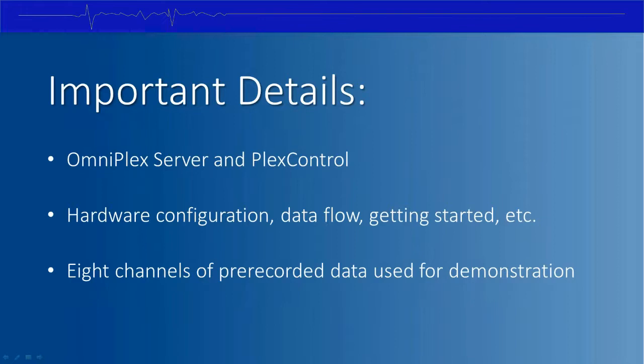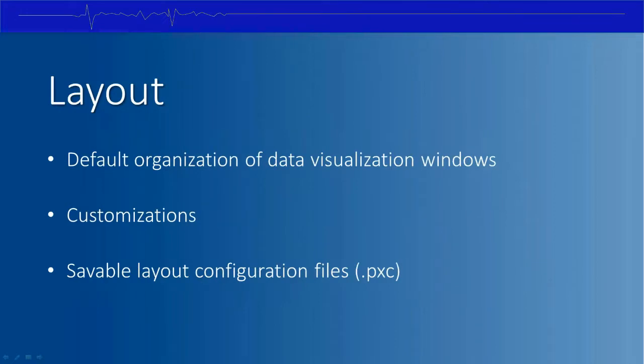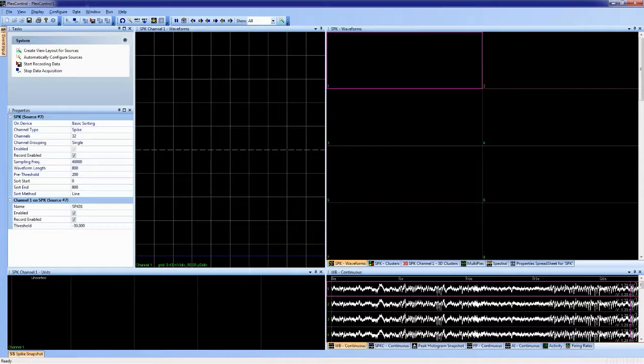So let's get started. The first topic is layout. Within OmniPlex, each data type has its own visualization window, which is displayed with the default layout. The user can customize a layout and highlight only the most useful windows. It's possible to save custom layouts to a file as well. This file is called a PXC file. So we'll jump right into Plex Control.